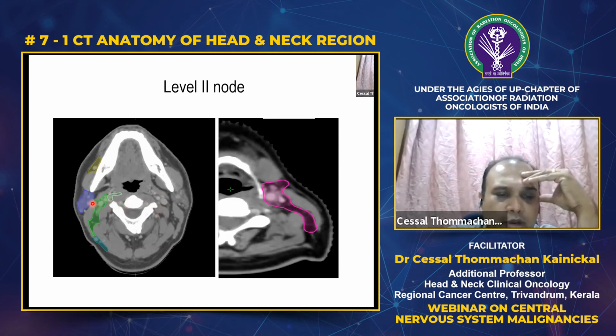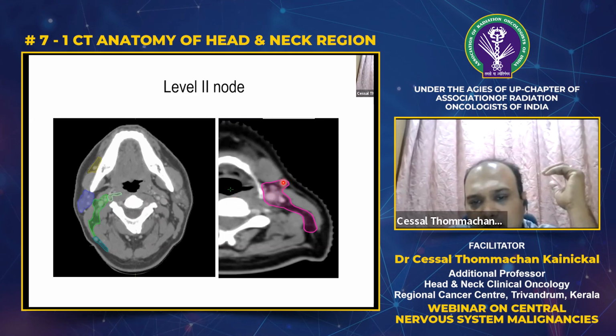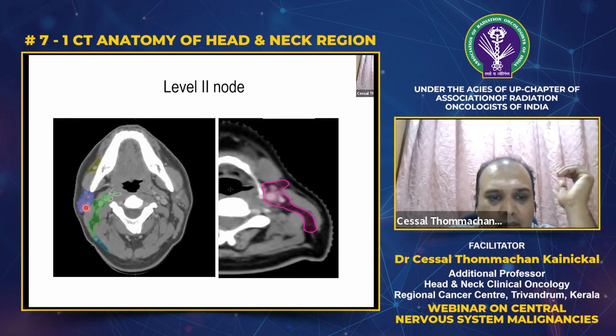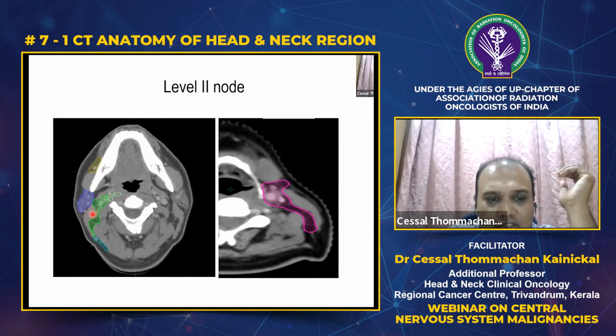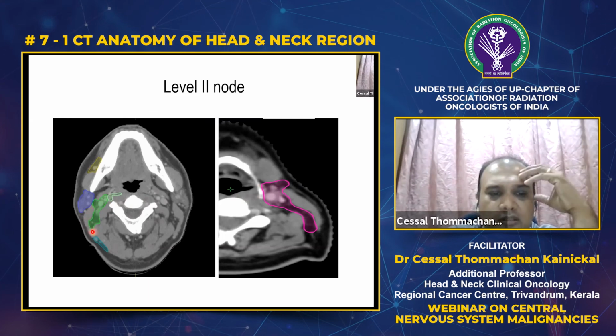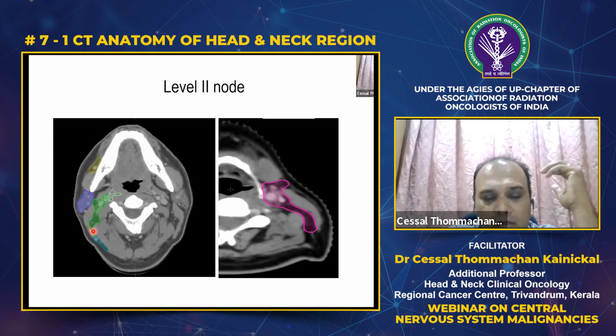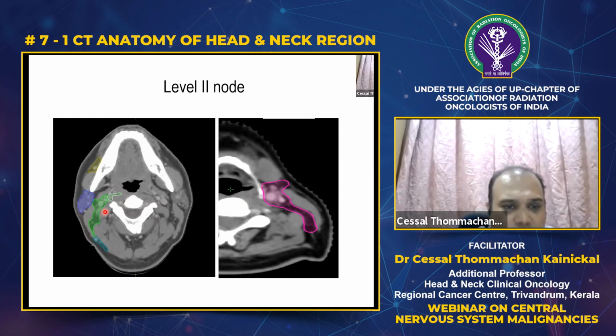Then you have the parotid gland, which also forms a boundary. And in certain cuts, the platysma also forms the lateral boundary. And the main lateral boundary is formed by the medial edge of the sternocleidomastoid. So the structures are: the parotid gland, the posterior belly of the digastric, the platysma, and the medial edge of the sternocleidomastoid. So this is the sternocleidomastoid.